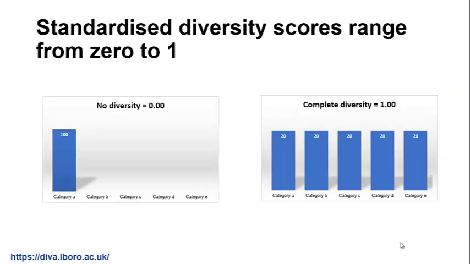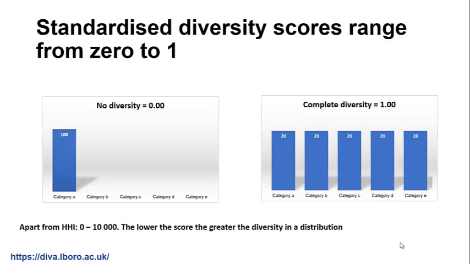Measures 1 to 6 all produce standardised diversity scores that range from 0 to 1. A score of 0 indicates there is no diversity in a distribution, whereas a score of 1 indicates there is an equitable dispersion of values across all categories. The one exception to this scoring is the Herfindahl-Hirschman Index, HHI, which generates a number between 0 and 10,000. For this measure, the lower a score is, the greater the diversity in a distribution.